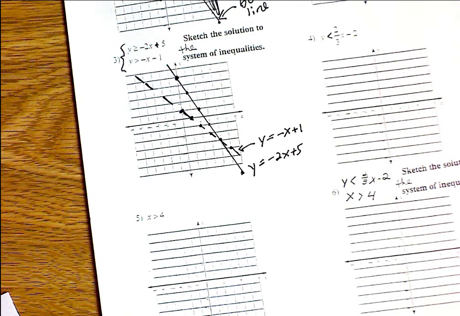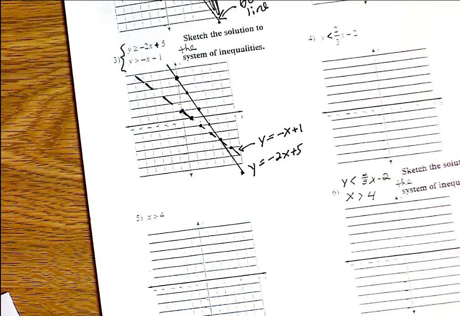Yes? Say it again. They're equal to, yep, the boundary lines are always going to be equal to, even though it's dotted, that line still is y equals -x plus 1. It's not included, but that's still the boundary line. Yep, because I could ask you what's the boundary line, but that is still the boundary line.